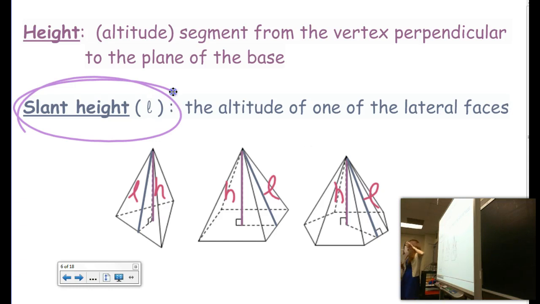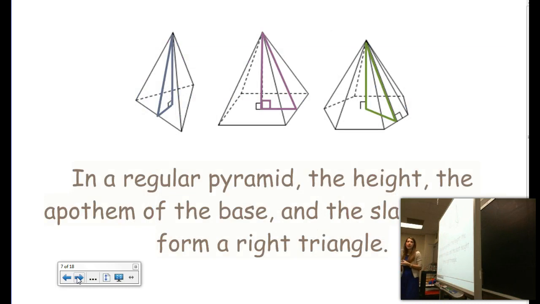Those words, I mean, that's awesome. That's the definition. But all I care is that you know the difference between the two of them if I give you a picture. So I don't really care about you writing down the definition. What is also really important that we know is that when you connect the height, the slant height, and half of the base, what do you get? A right triangle.